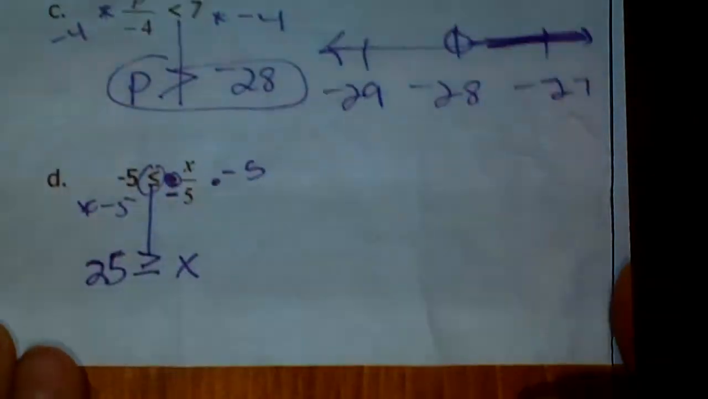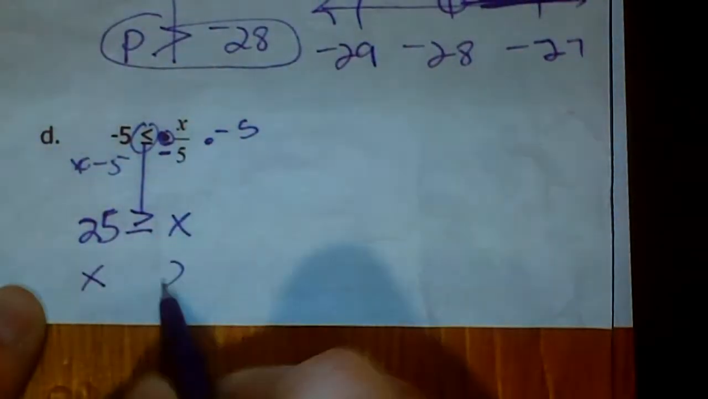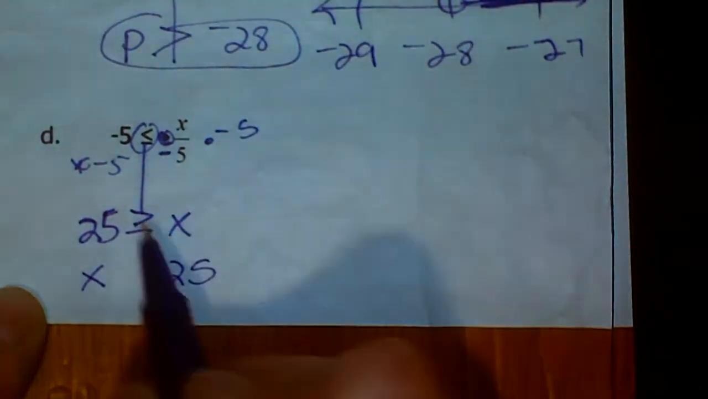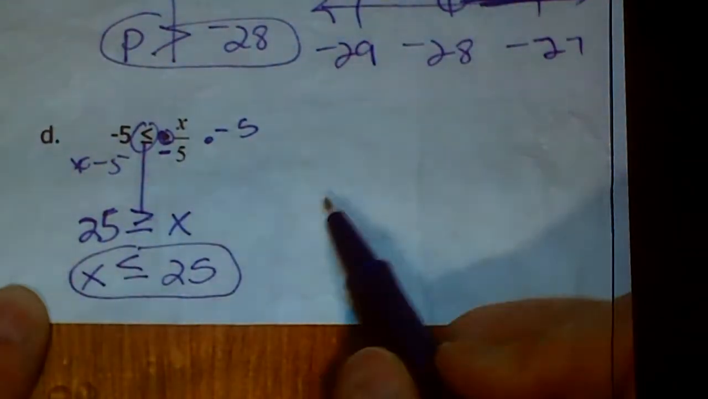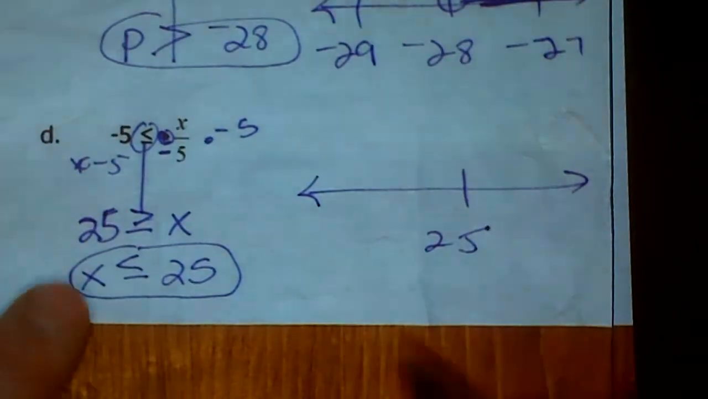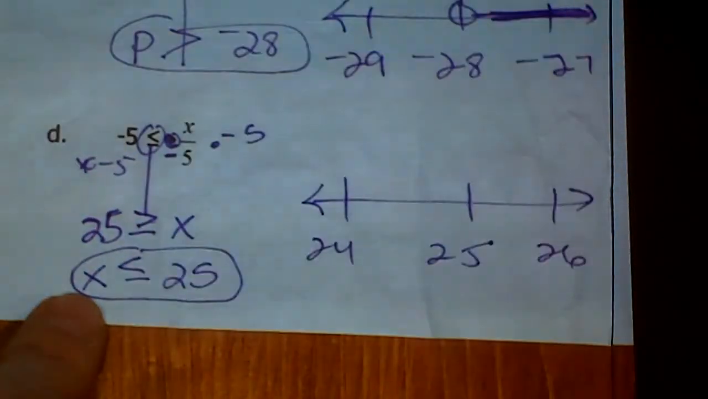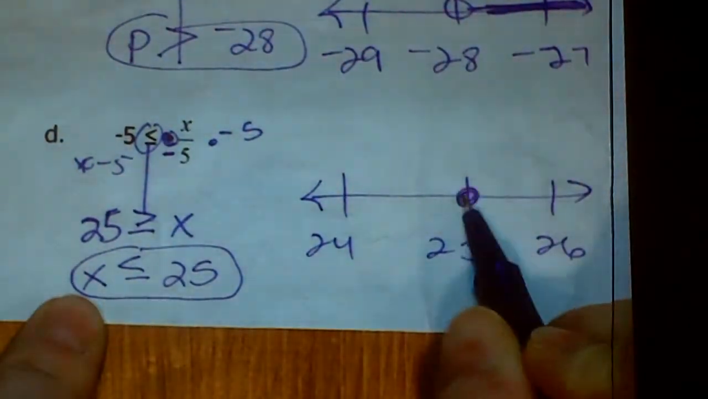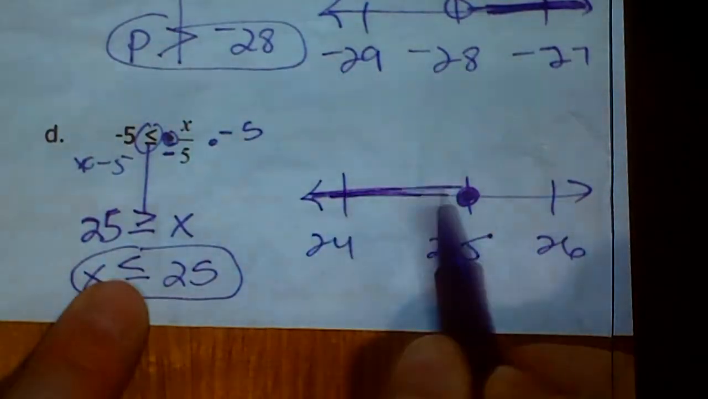Again, I really dislike it when the x is on the right side like that. I think people struggle with how we're supposed to graph it and get it all mixed up. So put the x on the left. It was pointing at the x. It still needs to point at the x. So x is less than or equal to 25. Here's my 25. I'll count 24, 26 by ones. So if x is less than or equal to 25, it means it can be 25. And it can also be all the values to the left.